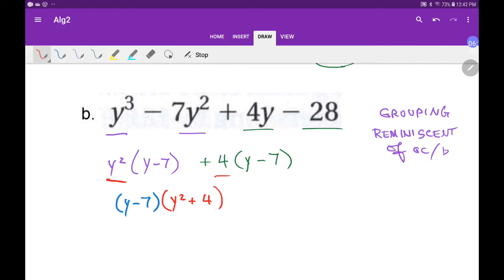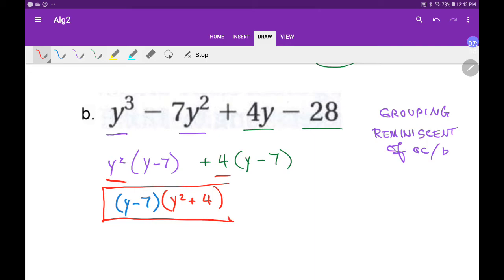And if that was the difference of 2 squares, then I would factor it. If it was y squared minus 4, I'd factor that again. But it's not. And so I can't factor it. If it's the sum of 2 squares, I'm out of luck. There's no way to factor that. You can try. You can try to factor it. But it's not going to happen.